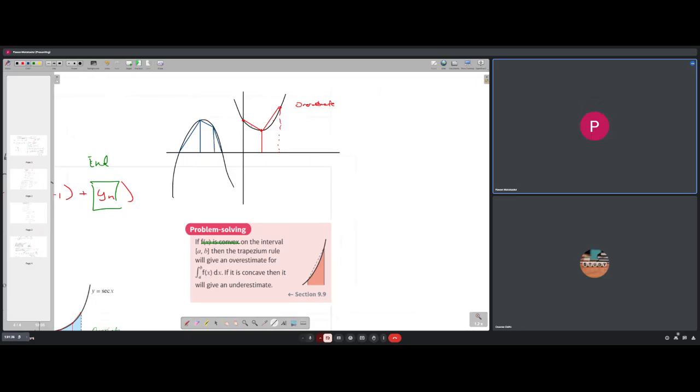Can you see you're missing bits of the curve? So you're not accounting for that region, that region, that region. This is like missing. So this is an underestimate.